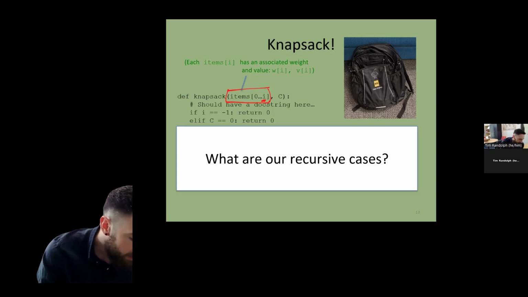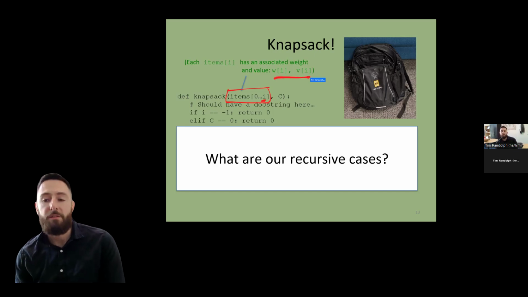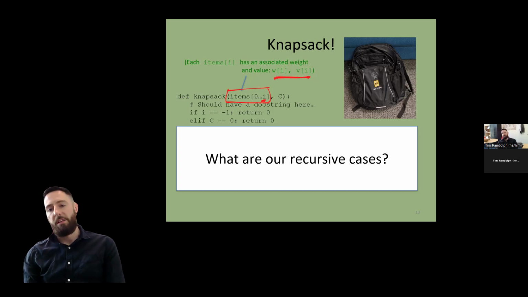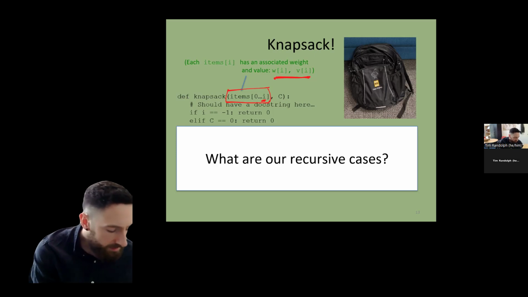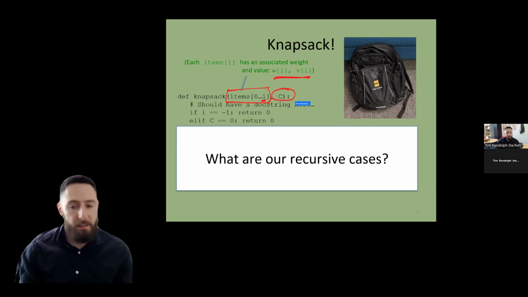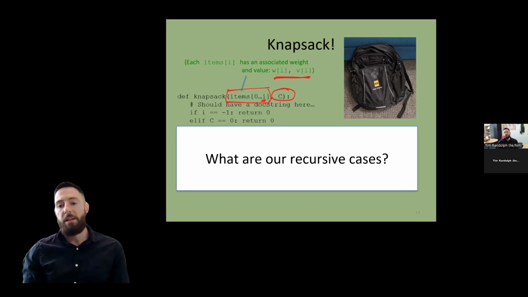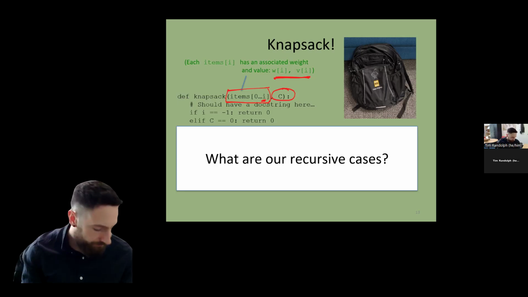And it's not stated here, but we'll treat each item as an object, maybe just a pair of integers. So we know the weight of each item and the value of each item, which we'll write as W of I and V of I. The second parameter is the capacity remaining in our knapsack. So that'll start as the total capacity. But as we decide to put items in our knapsack, the amount of remaining capacity will decrease.